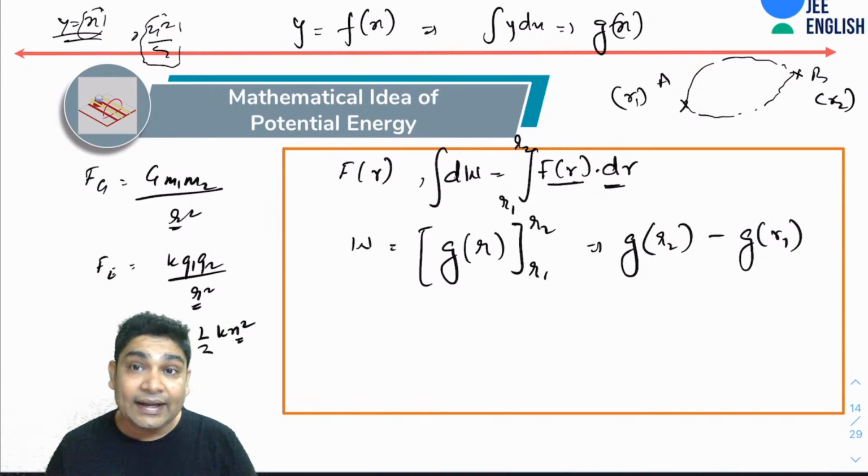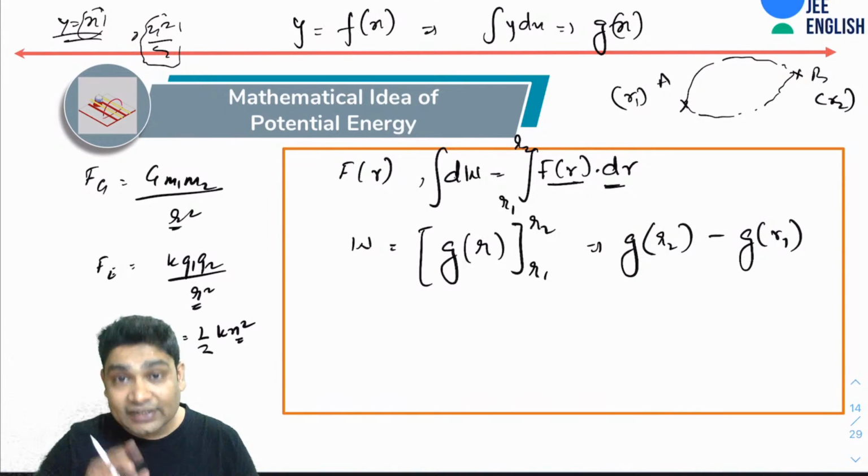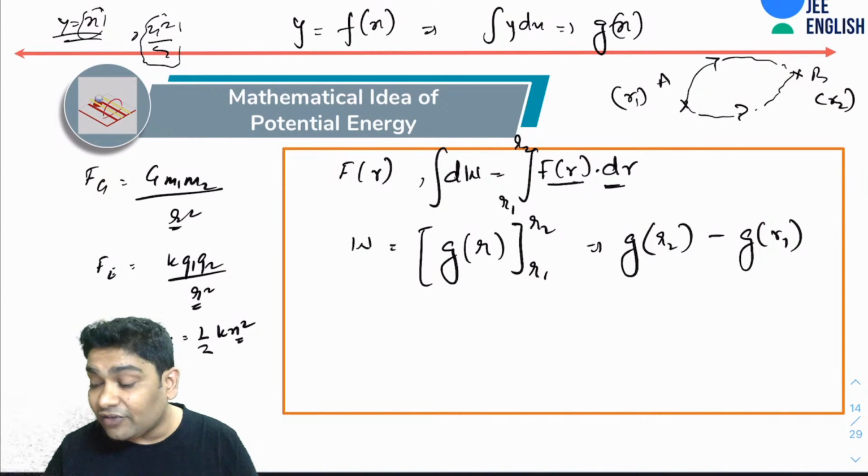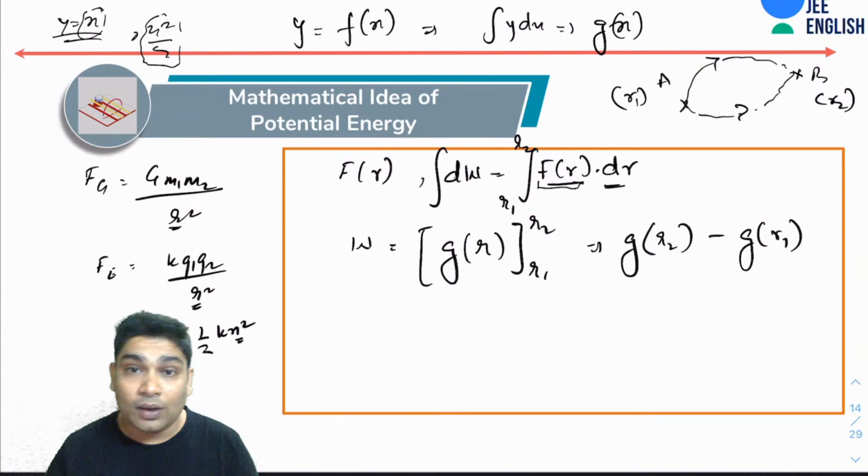Okay, so what changes when I take different paths? When I change paths, my integration becomes different. I get a different integration in general. That is what is happening.